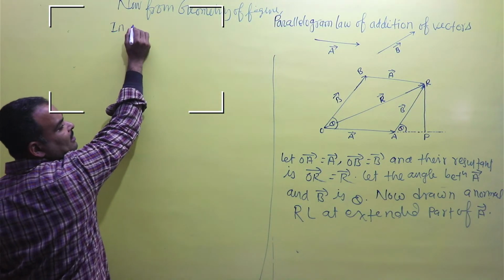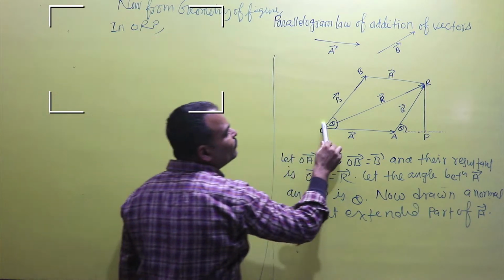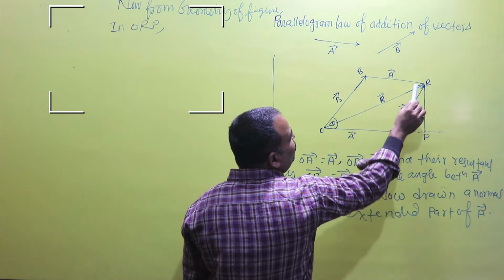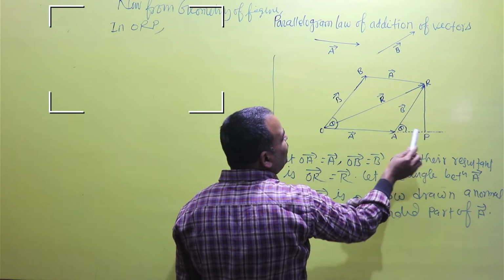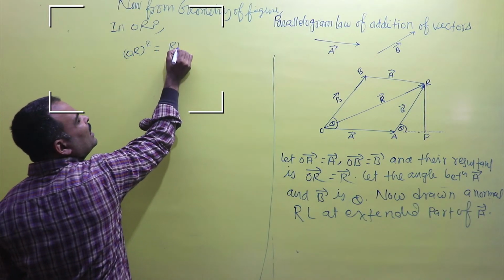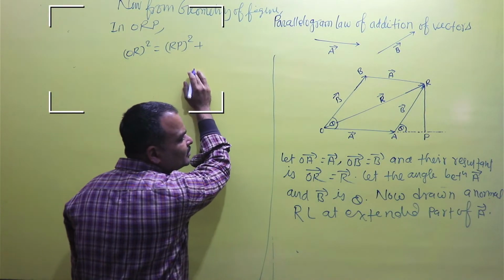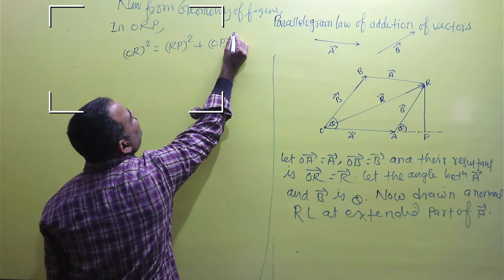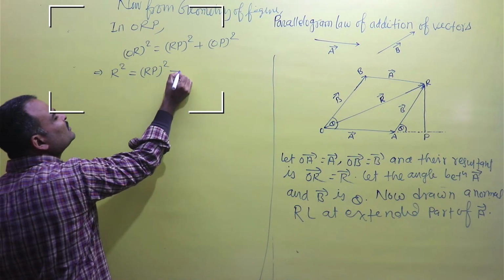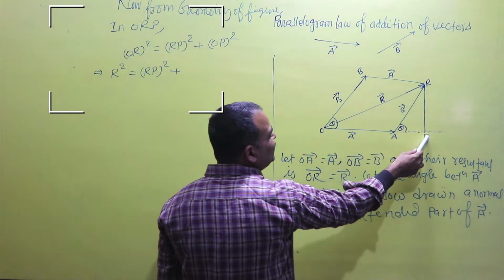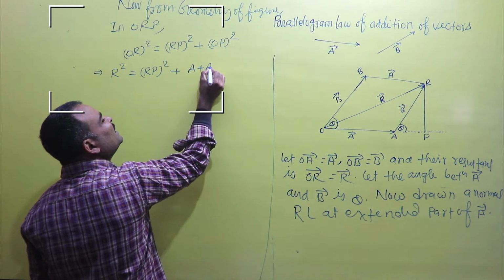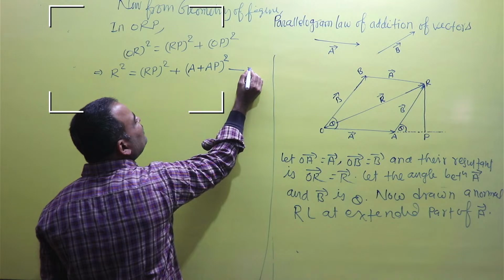in right angle triangle ORP, OR square will be equal to the sum of RP square plus OP square. That means R square is equal to RP square plus OP square. OP is equal to OA plus AP, that is, A plus AP, whole square. This is the first equation.